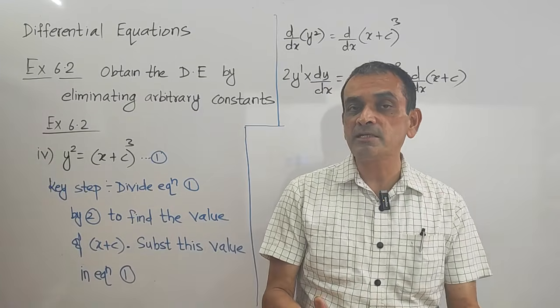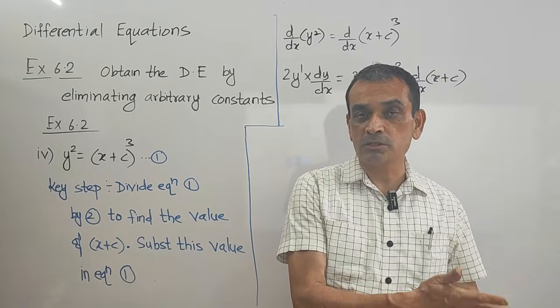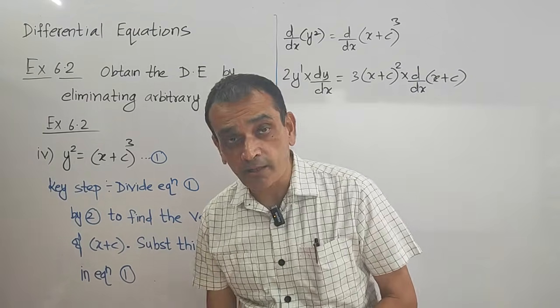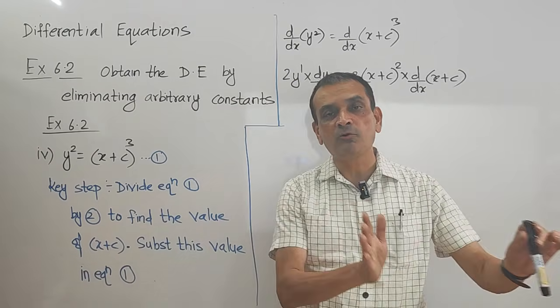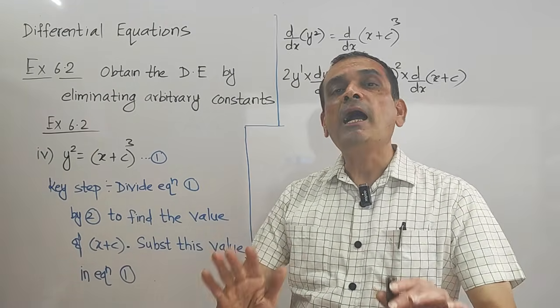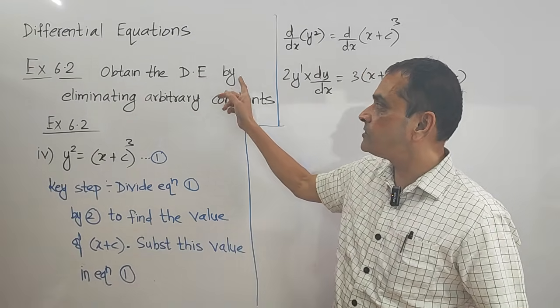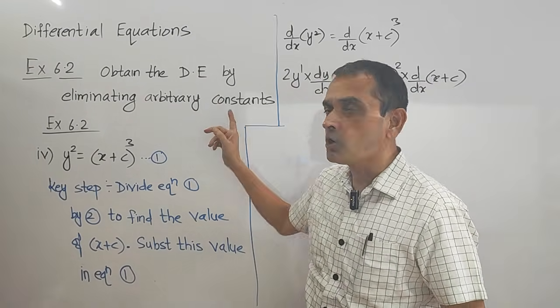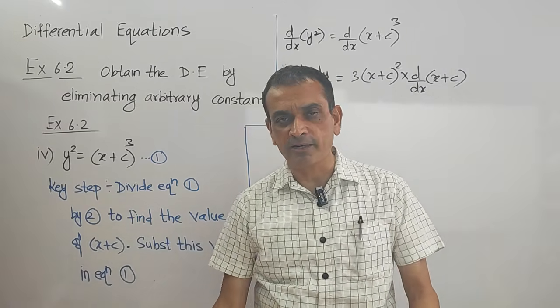Yesterday, those who haven't seen yesterday's video, पहला वो देखो. Okay? Eliminating two constants a and b. But over here, the equation contains only one constant c, which you have to eliminate, remove, and form a differential equation. Obtain the differential equation by eliminating arbitrary constants. Arbitrary means nothing but a, b and c, usko bolte hai arbitrary constants.